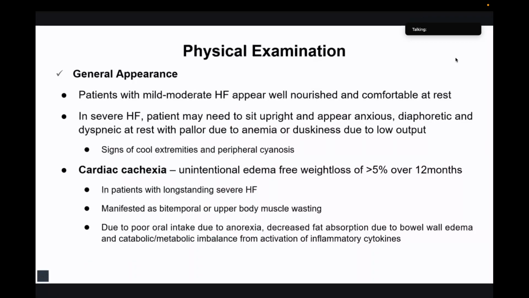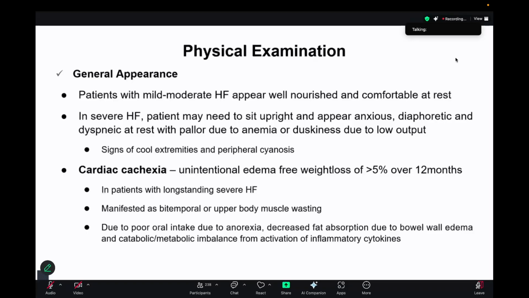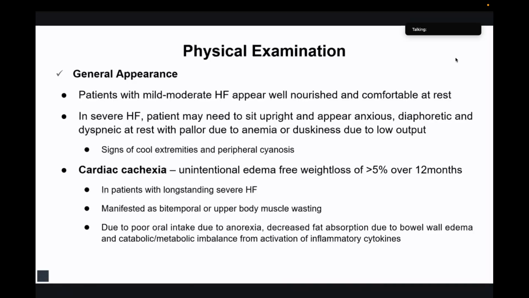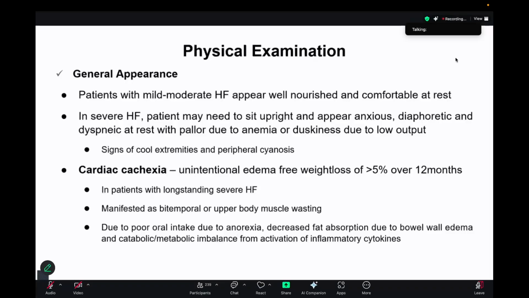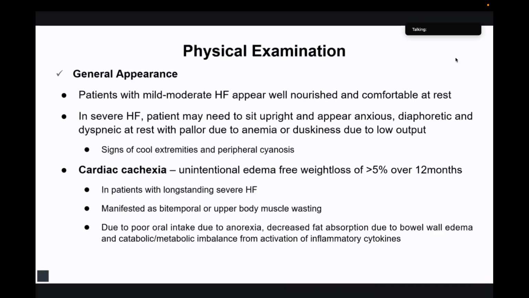So after the history, we go into physical examination of a heart failure patient, starting with general appearance. Patients with mild to moderate heart failure can appear well-nourished and comfortable at rest. Those in severe heart failure may present as anxious, diaphoretic, with the need to sit upright. They can appear dyspneic at rest with pallor due to anemia or duskiness due to low cardiac output state. They can present with signs of cool extremities and peripheral cyanosis.